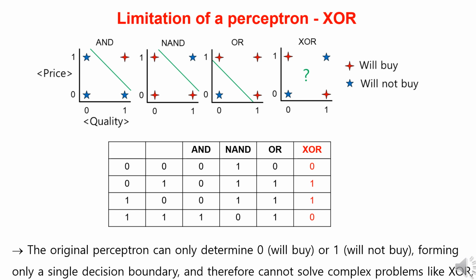Let's consider the limitations of this perceptron based on the four basic logic operations. For the AND operation, the output is 1 only when both inputs are 1. NAND is the negation of AND, so the output is 0 only when both inputs are 1. For OR, the output is 1 if at least one of the inputs is 1. For XOR, the output is 1 only when the inputs are different from each other. Since the original perceptron can only form a single decision boundary, it can solve problems like AND, NAND, and OR. But it cannot handle more complex problems like XOR.